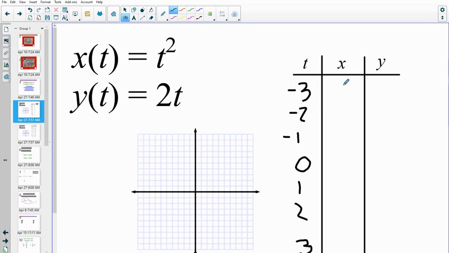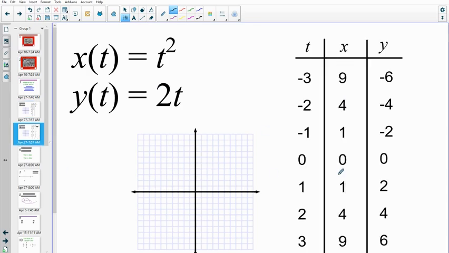So -3 squared is 9. -2 squared is 4, -1 squared, etc. And then my y values, the y values are 2 times t. So 2 times -3 is -6. 2 times -2 is -4, etc. And so we end up with a table of values that looks like this.